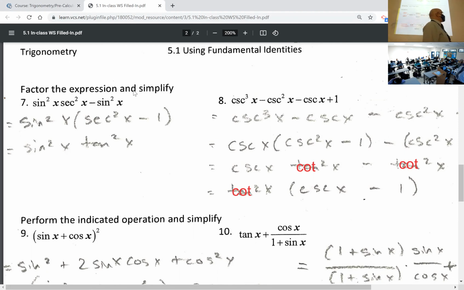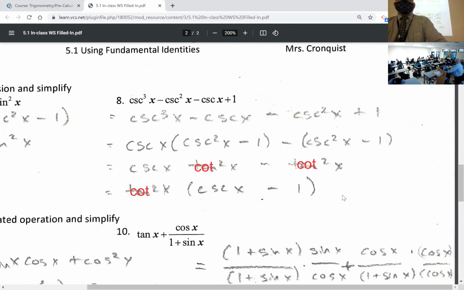All right, this one, I've got cosecant cubed x minus cosecant squared x minus cosecant x plus 1. Again, I wouldn't do anything this tricky to you on a test. But I can factor a cosecant out of the first two terms here, or I rewrote it so that I put this term over here and this term over here. So I've got cosecant cubed x minus cosecant x minus cosecant squared x plus 1.